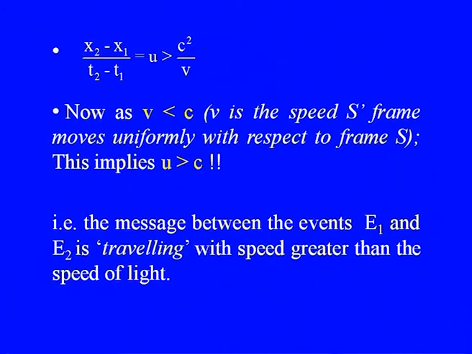Why? Because v is the speed with which the S prime frame is moving uniformly with respect to the frame S. So in a sense it would mean that the message between the events e1 and e2 is traveling with a speed greater than the speed of light. So this is not allowed. This condition is not fulfilled. This condition is the wrong condition.